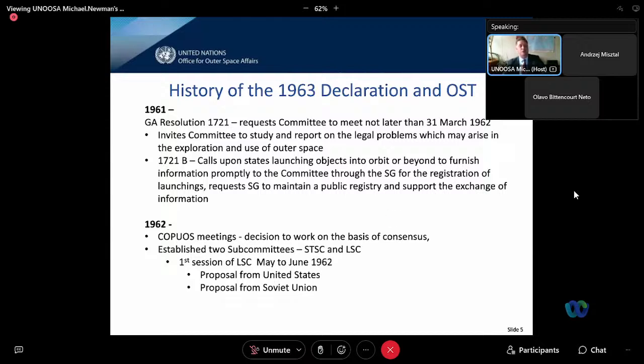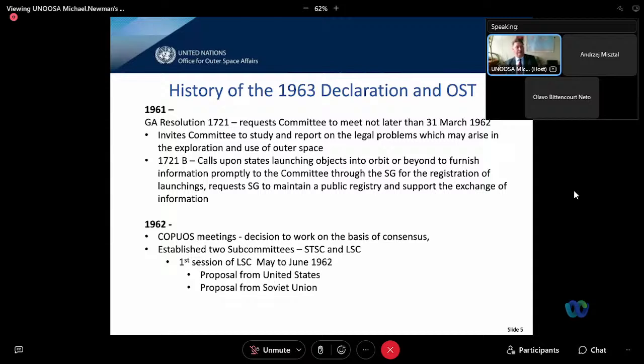And of course, the seminal 1721B part of this resolution calls upon states launching space objects into orbit or beyond to furnish information promptly to the committee through the Secretary General of the United Nations for registration of launchings, and requests the Secretary General to maintain a public registry and support the exchange of information. This resolution is still used today.